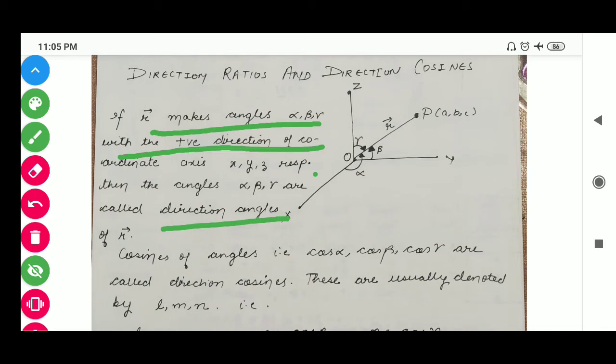What do we mean by mutually perpendicular? Students, mutually perpendicular means all the lines we are discussing make 90 degrees with each other. So, in this way, that thread line makes angles alpha, beta, gamma. In this way, alpha, beta, gamma are the direction angles.